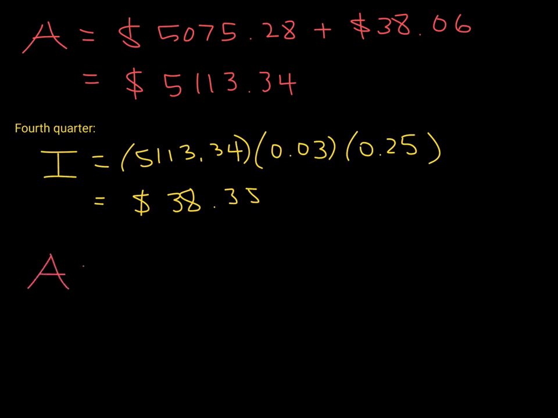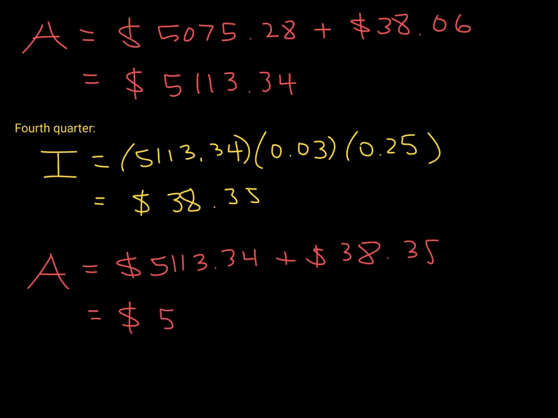So here comes the final answer. After 4 quarters, the amount in her account is $5,113.34 plus $38.35, bringing her initial investment of $5,000 to a grand total of $5,151.69 over a 1-year period that has the interest being compounded quarterly.